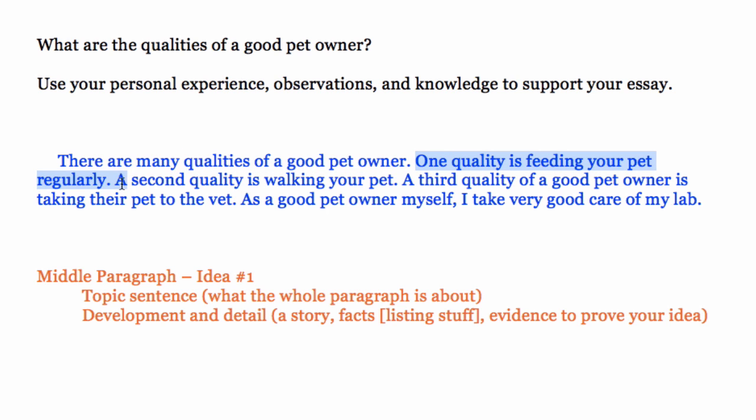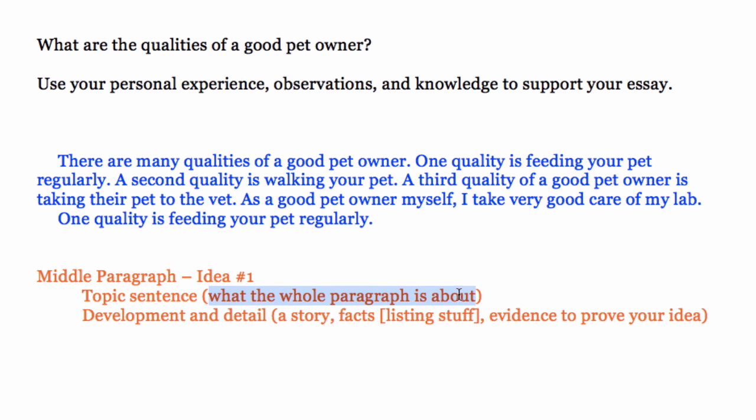This is what I wrote in my introduction. I'm going to copy this and start my paragraph right below my introduction. I'm going to indent 5 spaces, 1, 2, 3, 4, 5, and paste in word for word that sentence that I wrote in my introduction. And you could actually just start off your paragraph just like this. Perfect. There is my topic sentence right here, what my whole paragraph is about. It's about how a good pet owner feeds their pet regularly.